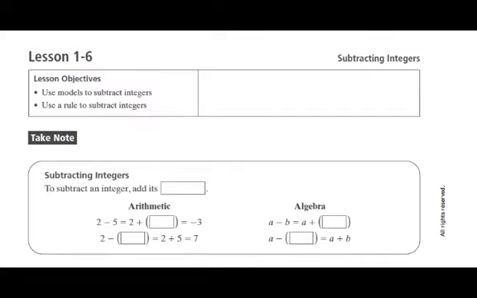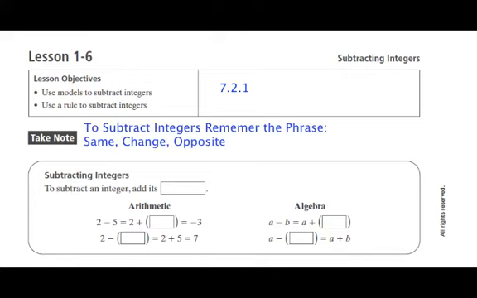Today's lesson is subtracting integers. The Indiana Academic Standard is 7.2.1 because we're subtracting integers. When we subtract integers, we're going to remember a phrase. Same, change, opposite. The first integer is going to stay the same. You're going to change subtraction to addition and use the opposite of the second integer. So to subtract an integer, add its opposite.